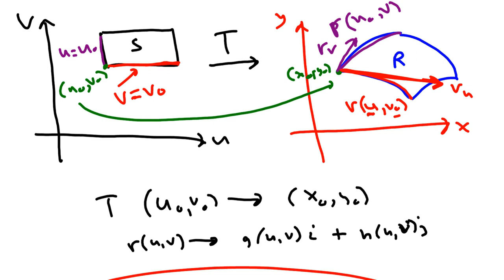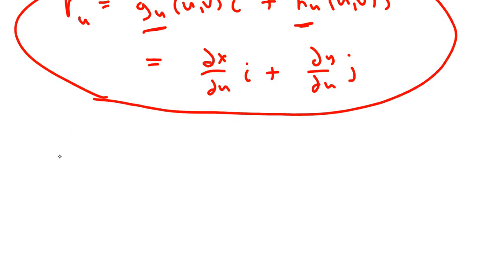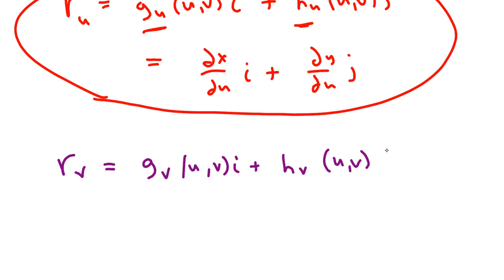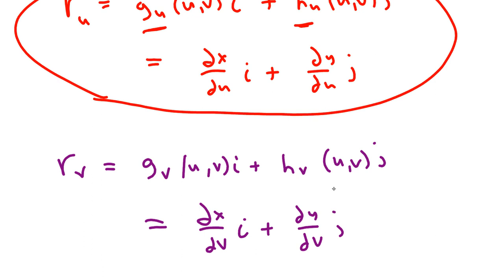It's this tangent vector we're looking at. Okay, so now I want to go find this purple tangent vector, r sub v. So right up there, we want to look at r sub v, and how do we do that? Well, surprisingly similar to what we just did. r sub v equals g sub v of u comma v times i plus h sub v of u comma v times j. Or if we want, we can write partial x partial v times i plus partial y partial v times j. Again, we're finding the partial with respect to v in this case.